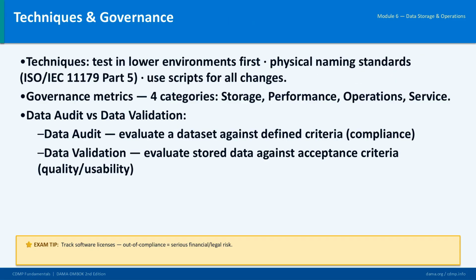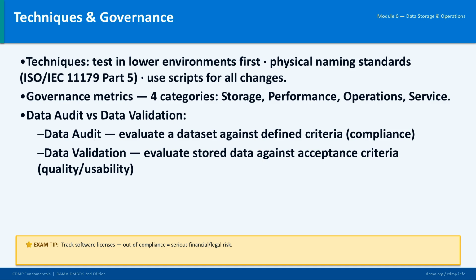A few techniques and governance points to close out the activities. The techniques: always test in lower environments first, starting at development and promoting upward. Follow physical naming standards, specifically ISO/IEC 11179 Part 5, the naming and identification principles, and place all changes and update scripts tested in non-production first.